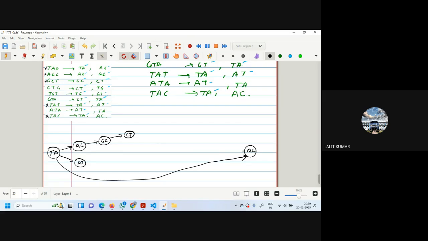Now from CT, I can go to TG. Is TG there anywhere? So I have to make a new point, TG. So CTG is covered. TGT: is GT there anywhere? No, GT is not there. So I build GT. So TGT is covered. GT goes to GTA, so it will come here. Okay. And AT also goes to TA, so this also goes to TA. So now I have covered the entire thing and I can find the path also.